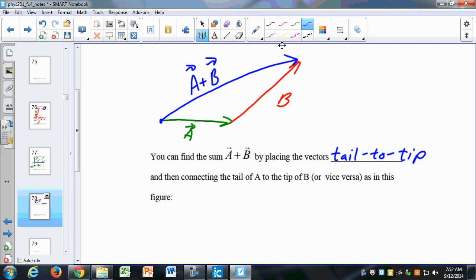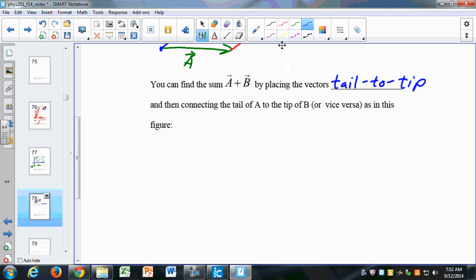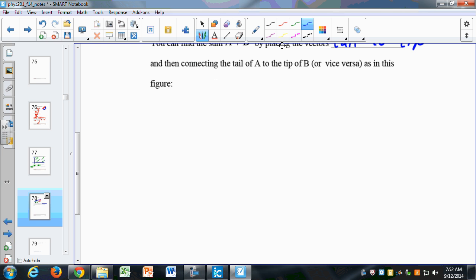And then connecting the tail of A to the tip of B, like in this figure. You can also take the differences. Oh, let me show you something else, actually. Instead of drawing A plus B, you can draw B plus A. And in vectors, when you're taking the vector sums, A plus B is equal to B plus A.